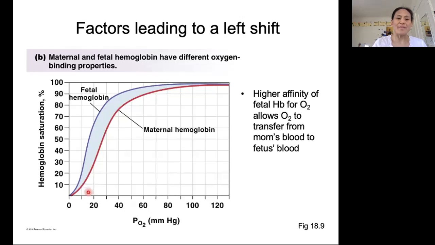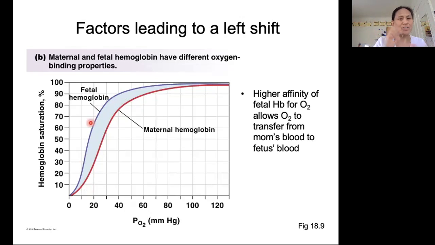Okay. And this has a functional significance, which is that this allows the fetus to essentially steal oxygen from the mom. Since the mother's hemoglobin has a lower affinity for oxygen, it's going to easily give up that oxygen to the fetus, which has a higher affinity for oxygen. So this is how the fetus gets its oxygen from the mom.